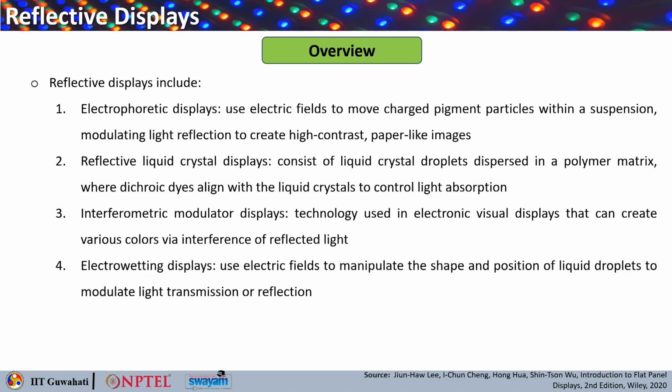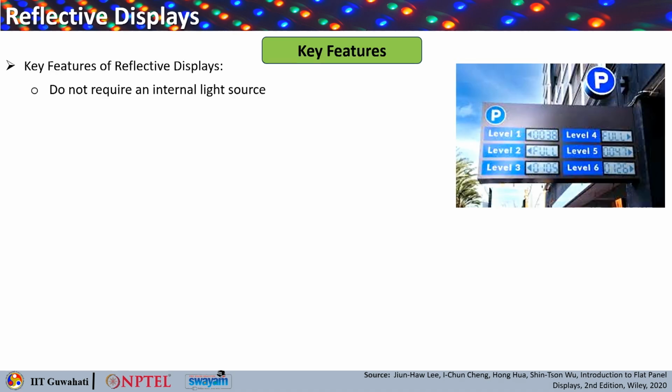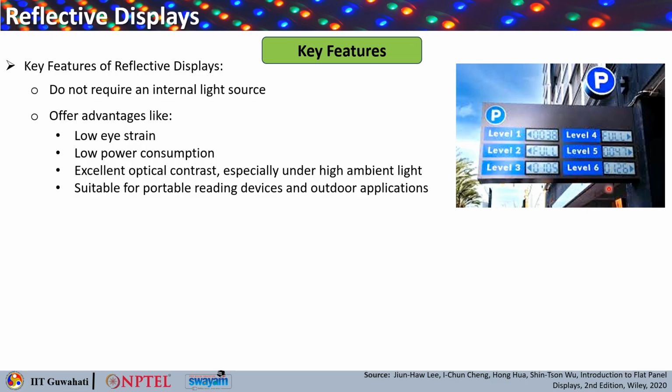So, what are the key features? The most important thing is that these kinds of displays do not require an internal light source. Here is an example of reflective displays that you typically see in a car parking lot. It is an outdoor display because you need external light to fall on it to show the numbers. It does not have an internal light source.